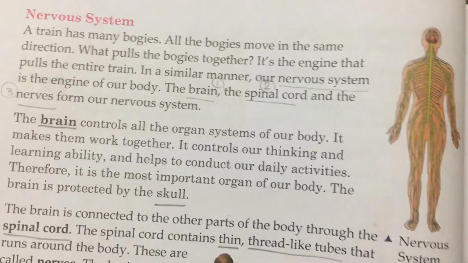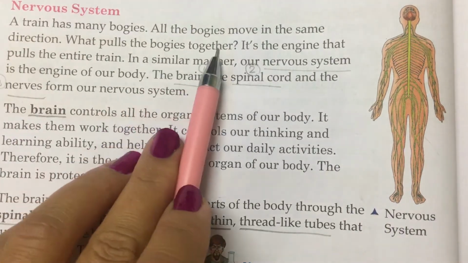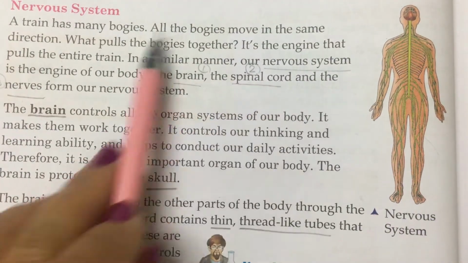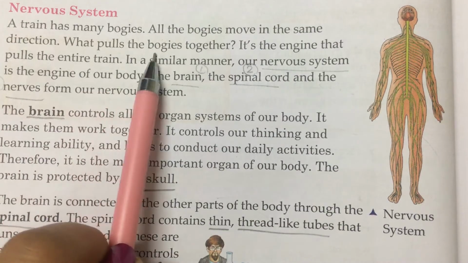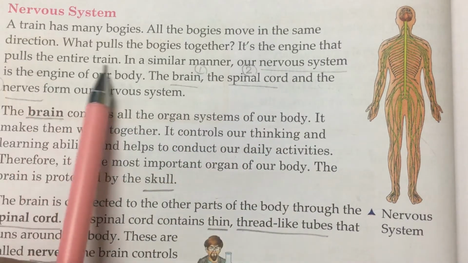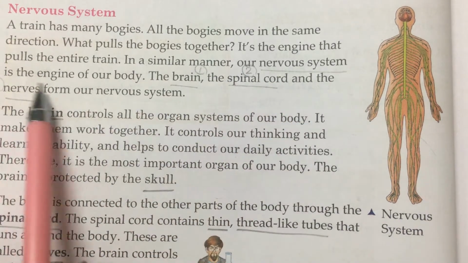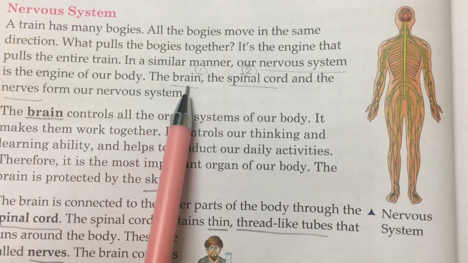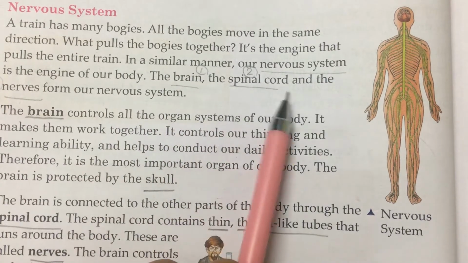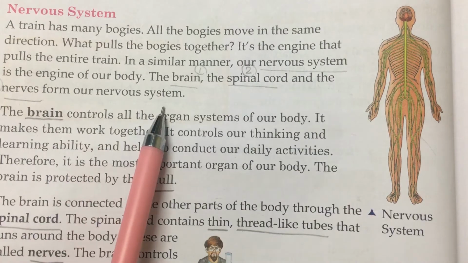Nervous system. A train has many bogies. All the bogies move in the same direction. What pulls the bogies together? It's the engine that pulls the entire train. In a similar manner, our nervous system is the engine of our body. The brain, the spinal cord, and the nerves form our nervous system.